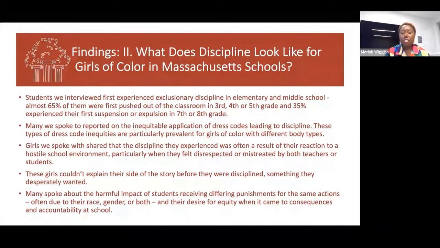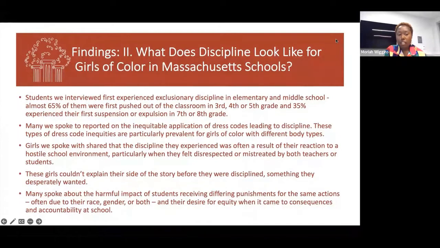Another thing that was really interesting was that the students didn't say they didn't want to be disciplined, but they wanted the discipline to be equitable. They felt that in certain scenarios the discipline wasn't equitable. That was very harmful to the students, because certain students, based on race, gender, or both, felt they were being disciplined differently compared to their counterparts for similar scenarios.